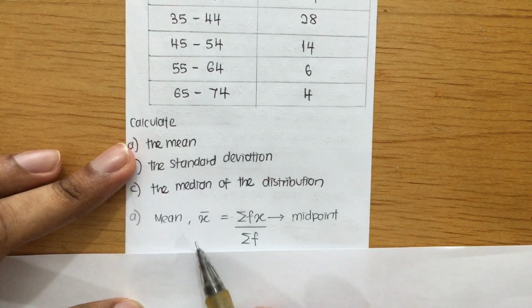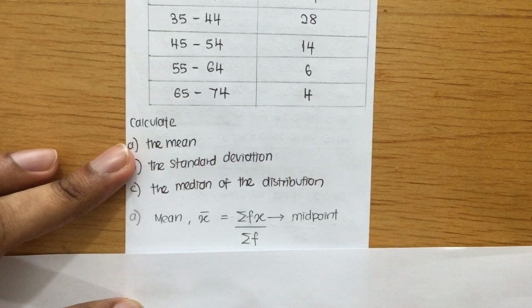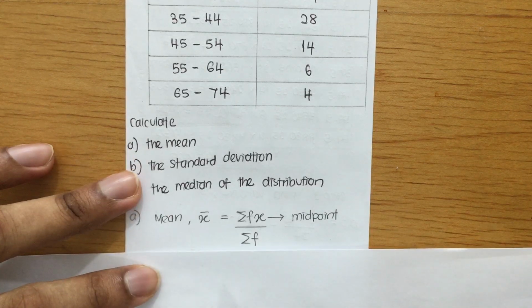The mean, which is x bar, equals summation fx divided by summation f. f stands for the frequency, guys, and x in this case is the midpoint of a class, and then you divide by the total number of frequency. In this case, the total number of frequency is 100 students, guys. They've already mentioned it in the question.